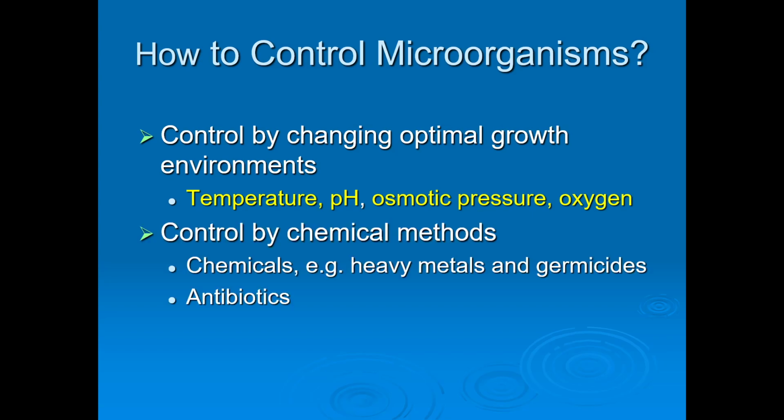So the next thing is chemical methods. This is anything from just a chemical in there that is going to cause damage to them and not allow them to survive, or an antibiotic or antimicrobial peptide or molecule that is going to inhibit their growth or damage them in some way, inhibit their replication.